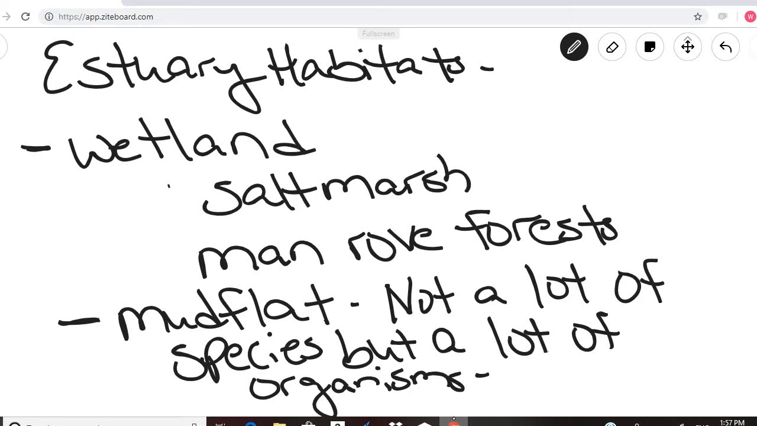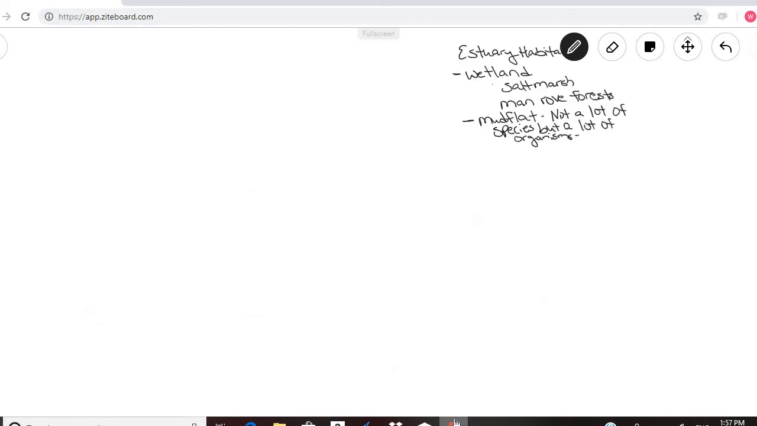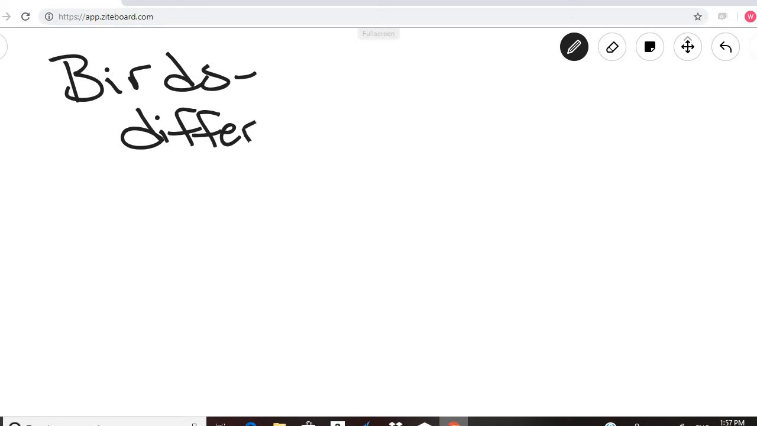Let me say one more thing and then we'll stop. In this mudflat area, birds will often feed in the mudflat area, and what we see is that they will have different bill lengths depending on what they eat.